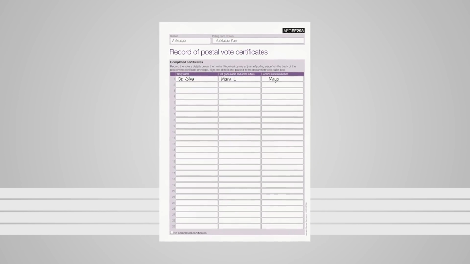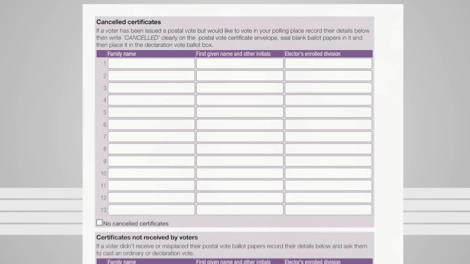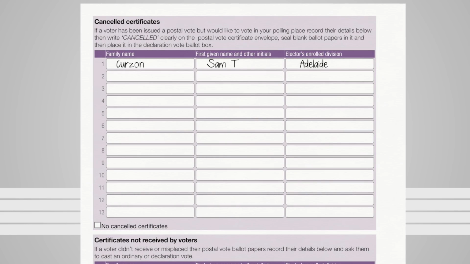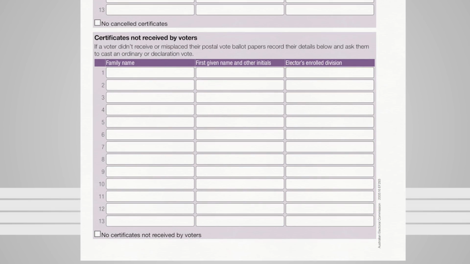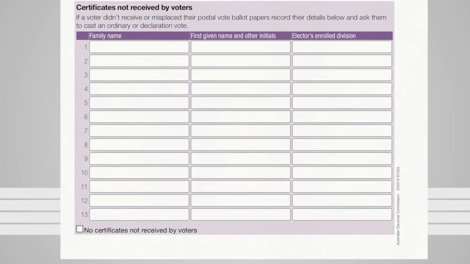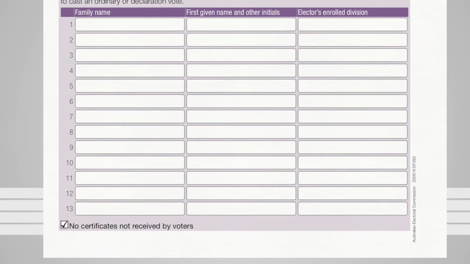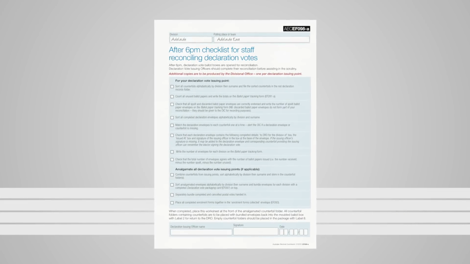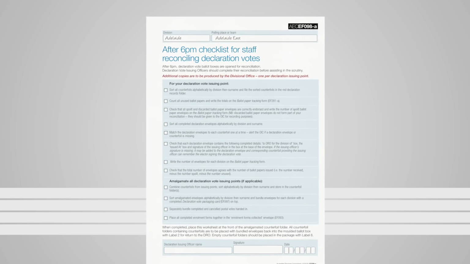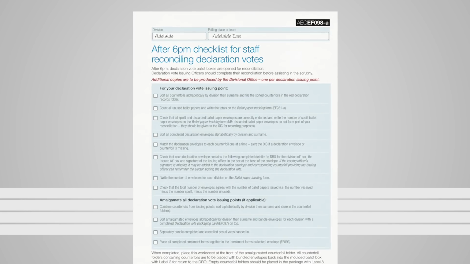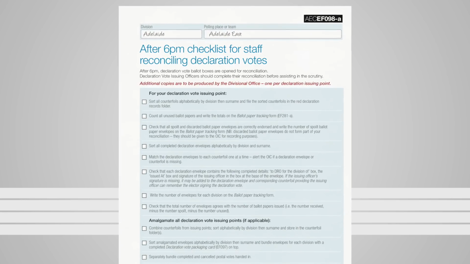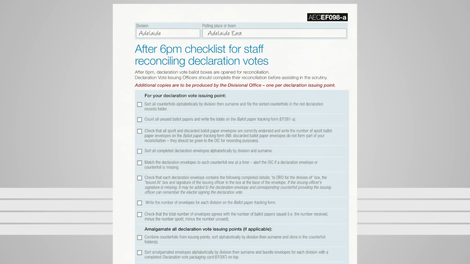The back of the Record of Postal Votes form is used to record any postal voters who want to cancel their postal vote and vote in the polling place, or claim they have not received their postal vote and want to vote at the polling place. The instructions are provided on the form. If there are no postal vote details for any section of the form, tick the nil checkbox at the bottom. The after 6 p.m. checklist is given to the declaration vote issuing officer to assist them with their after 6 p.m. ballot paper reconciliation. Once completed, it is put back in the OIC Return.